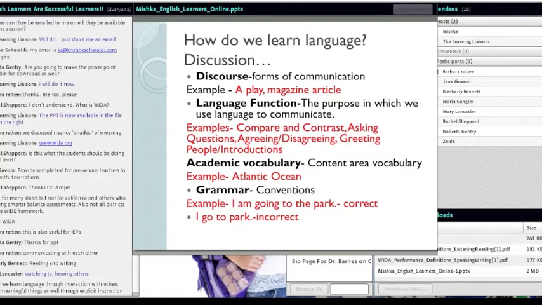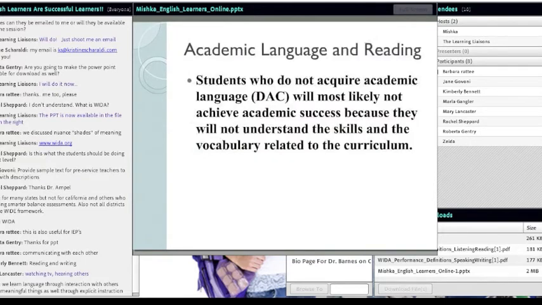All right, anything else? All right, so we learn language in 3 different ways. We learn it by learning discourse. Well, we learn it by watching forms of communication or reading forms of communications like a play, a magazine article. We also learn language through the purpose in which we use language to communicate. So we learn it by language function, which is comparing and contrasting, asking questions, arguing, disagreeing, greeting people, and introductions. We also learn language by learning academic vocabulary and grammar. Those are some ways we learn language.